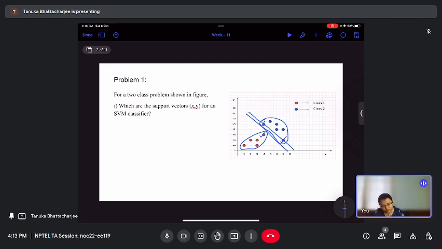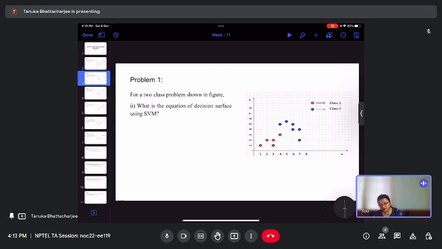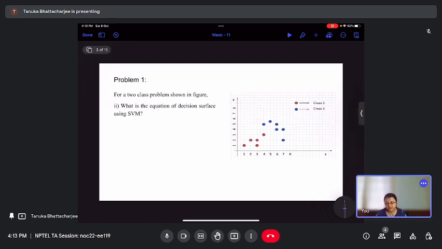And if you have to note down the coordinates, it will be (4, 3), which is the red point, and the other two are (4, 5) and (7, 2). So, these 3 will be the support vectors if you have this particular training data set. And the remaining ones will always be much farther from the decision surface as compared to these 3.